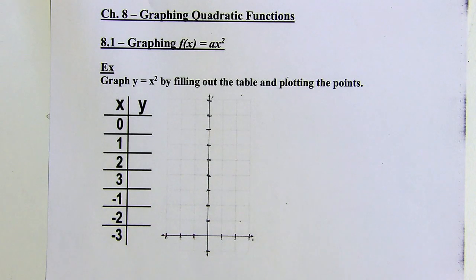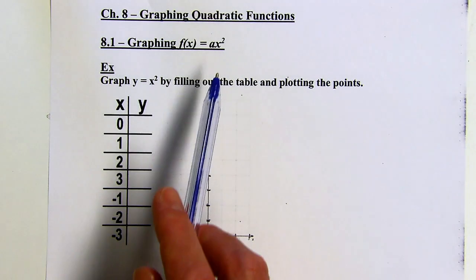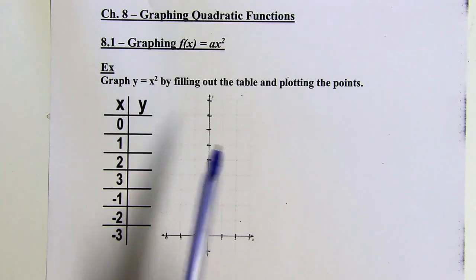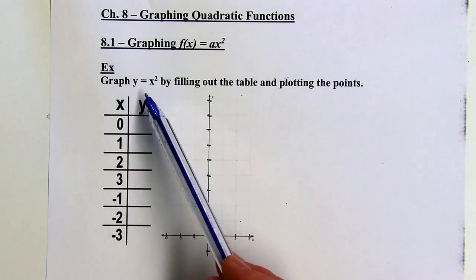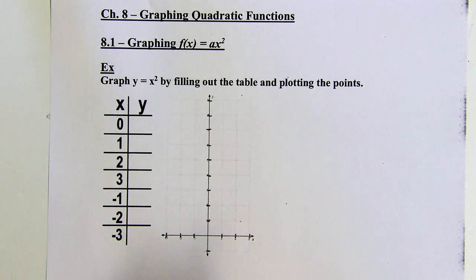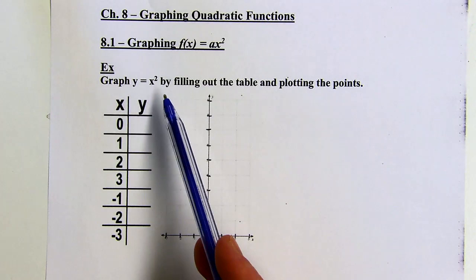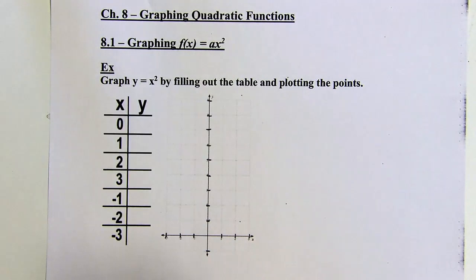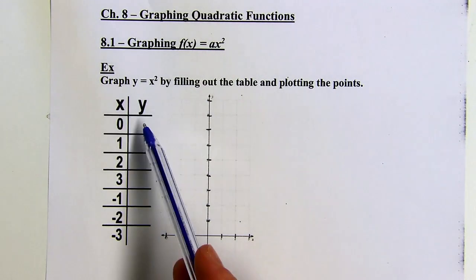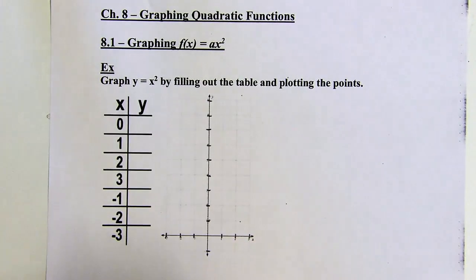Chapter 8 is graphing quadratic functions. 8.1, graphing f of x equals ax squared. Okay, so we're first going to graph y equals x squared, which is the simplest possible quadratic function. This is going to be called a quadratic function when we have x squared in the equation. Okay, when it's a second degree equation at least.